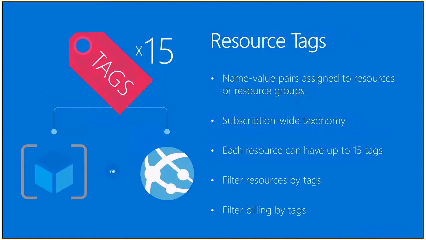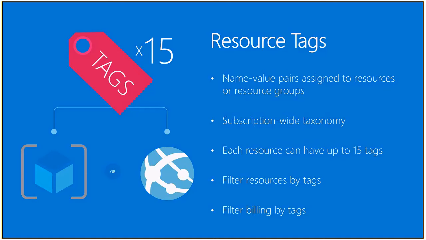So the next thing is about tags. Tags are a name-value pair assigned to resources or resource groups. So you can use a subscription-wide taxonomy. And on each resource, you can have up to 15 tags. What you can do with tags is filter resources by tags. You can filter billing by tags. So tags offer you a great way to organize your resources, but only if people use tags accordingly. Later, I'll show you in the control pillar what we do to enforce tags.